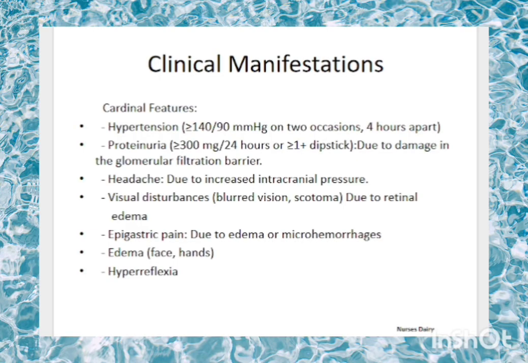We now look at the clinical manifestations. Among the clinical manifestations, we have hypertension, or a blood pressure reading greater than 140/90 millimeters of mercury on 2 occasions at an interval of 4 hours apart. We also have proteinuria, protein in urine greater than 300 milligrams in 24 hours, due to damage in the glomerular filtration barrier.